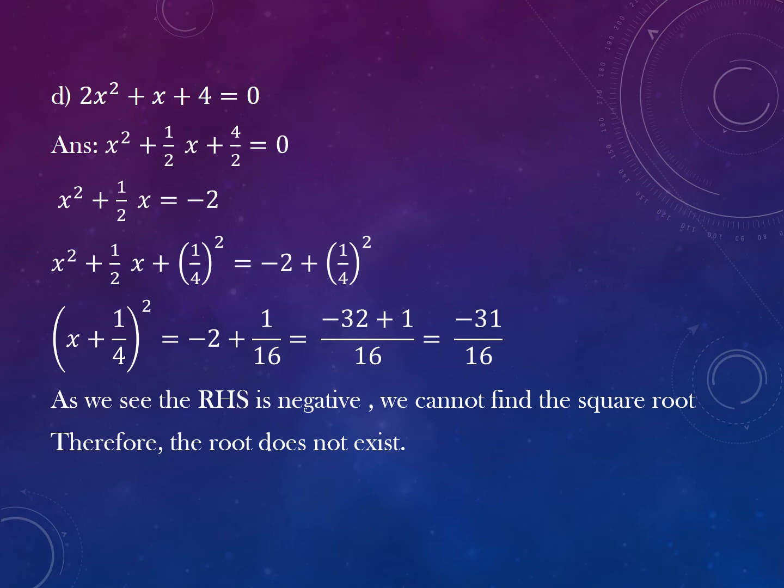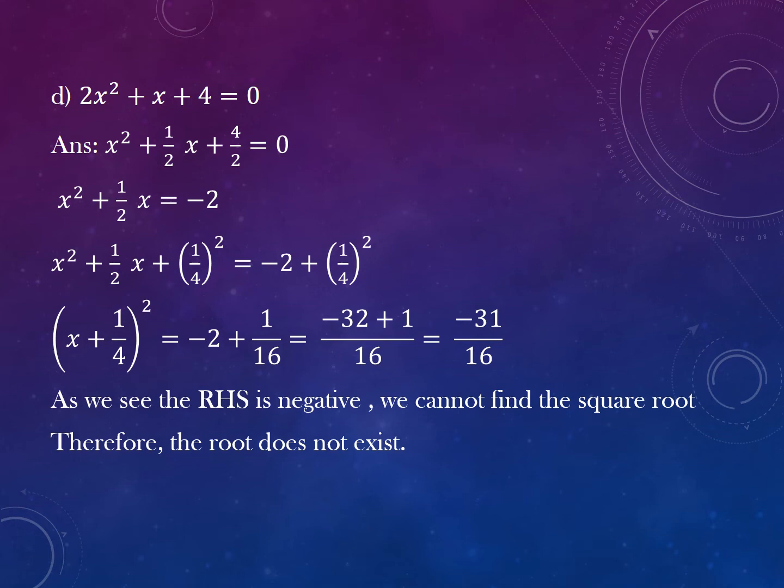2x² + x + 4 = 0. Divide throughout by 2 to make the coefficient of x² as 1. So our equation is x² + (1/2)x + 4/2 = 0. Now transposing 4/2 to the right side, it is x² + (1/2)x = -2.